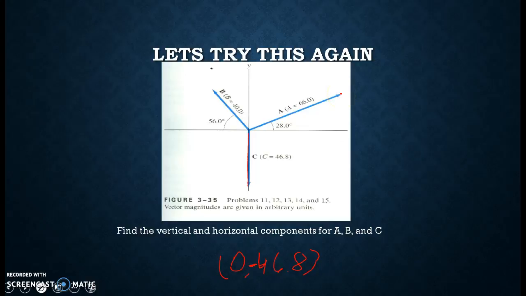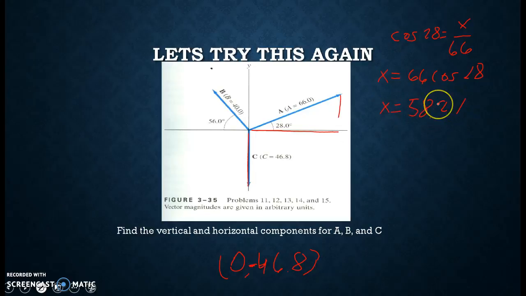But let's take a look at A here. We want to find the horizontal component and the vertical component. The horizontal component, which is x, can be found by taking the cosine of our angle measure, which is 28 degrees, equals the adjacent side, which is x, over the magnitude, which is 66. Maybe we don't need that step. Maybe we could have just said that x equals the magnitude, which is 66, times the cosine of 28 degrees. And that gives us an x value of 58.27.